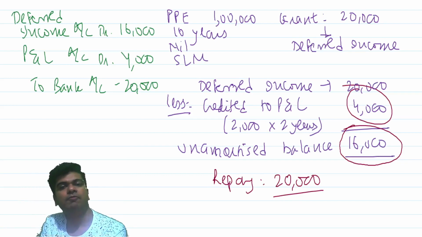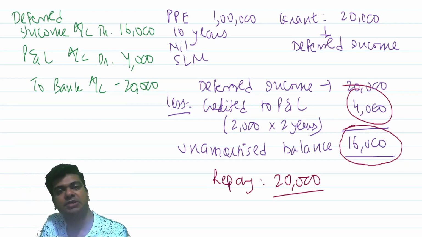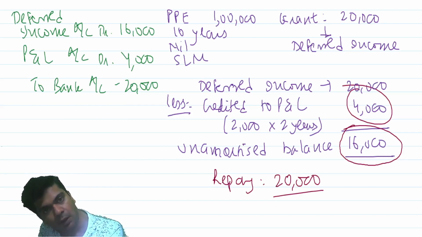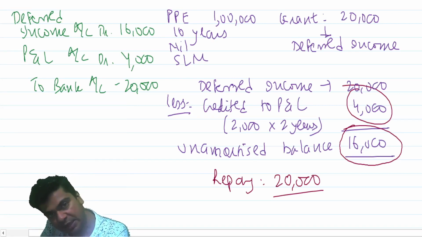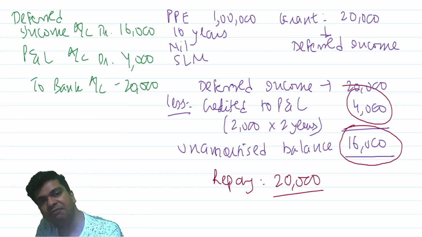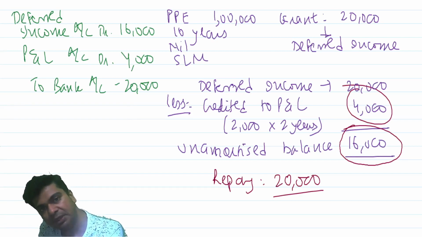In case you have been following the deferred income approach, this is how the treatment will be done. You will first adjust against any balance which is lying in unamortized deferred income. If that balance is insufficient, or let's say there is no balance at all, then whatever is the additional deficit, that has to be routed through the profit and loss account. It will be debited to the P&L.